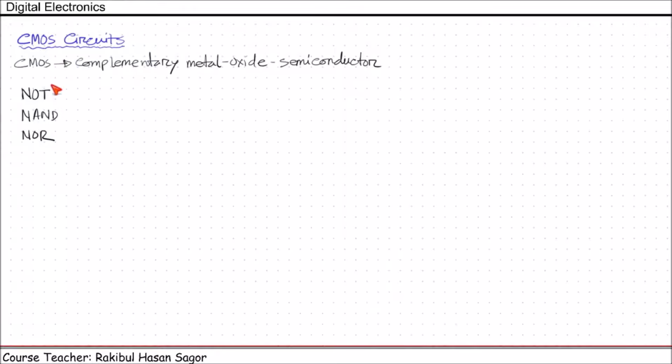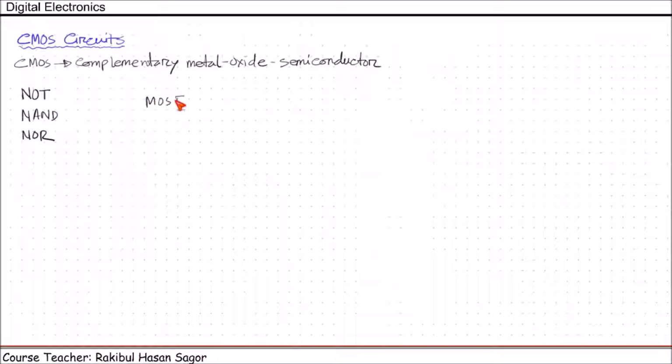But before we start implementing these gates, let me give you some basic ideas how CMOS circuits operate. CMOS stands for complementary metal oxide semiconductor. We know CMOS contains two types of MOSFET. One is NMOS and another is PMOS. That means N-channel MOSFET and P-channel MOSFET on the same substrate. That means it uses complementary and symmetrical parts of P-type and N-type MOSFETs for logic functions.